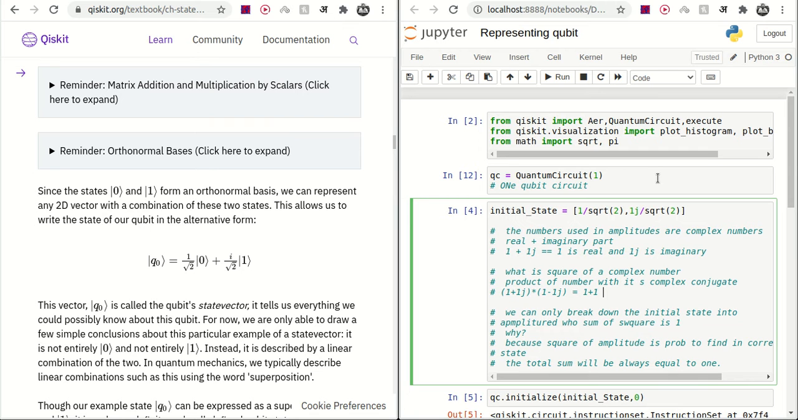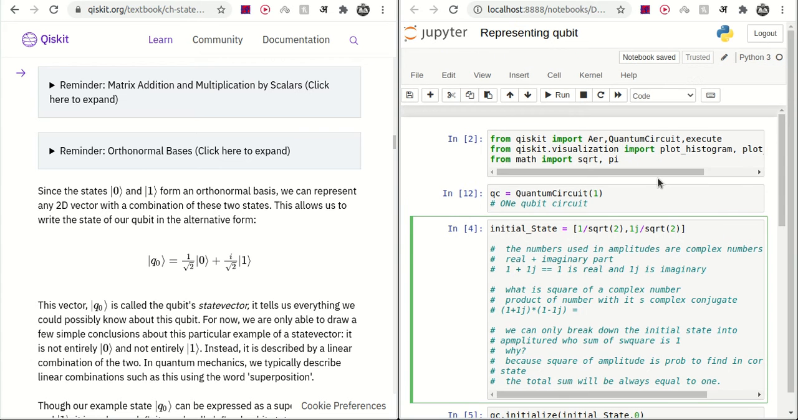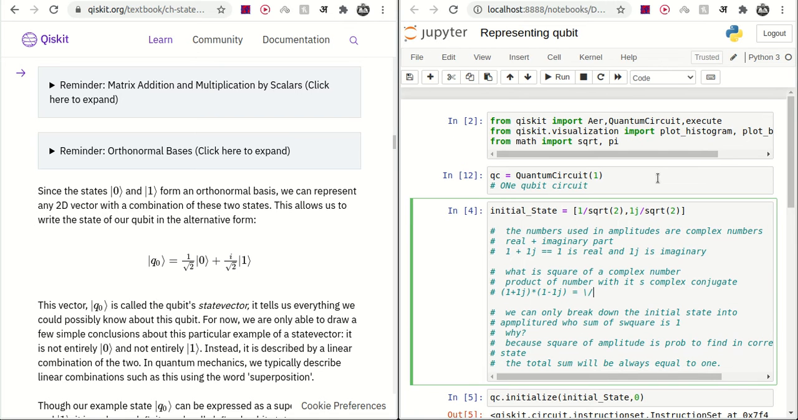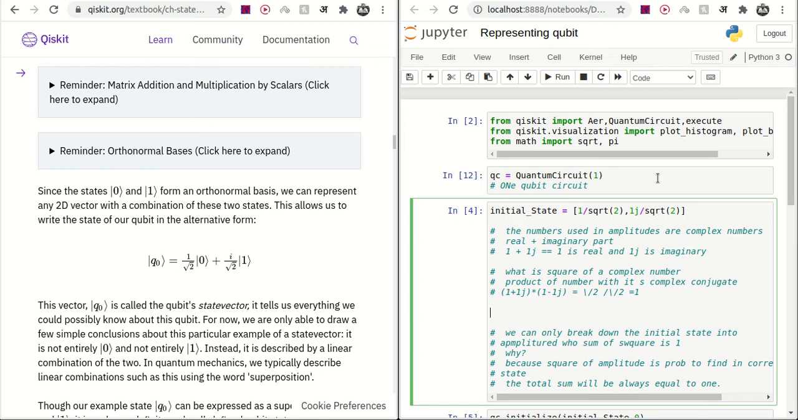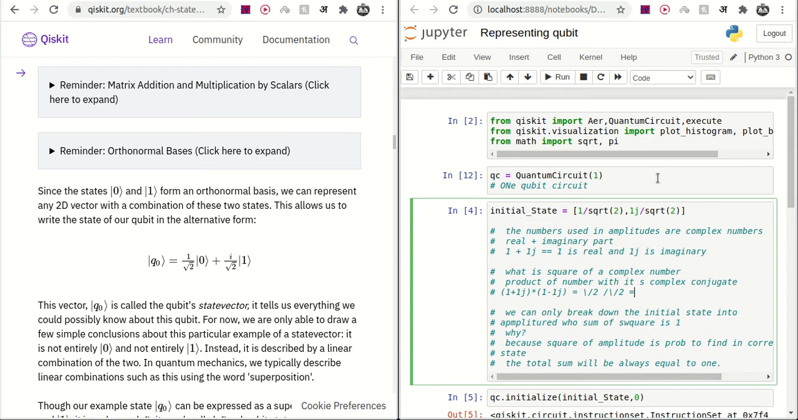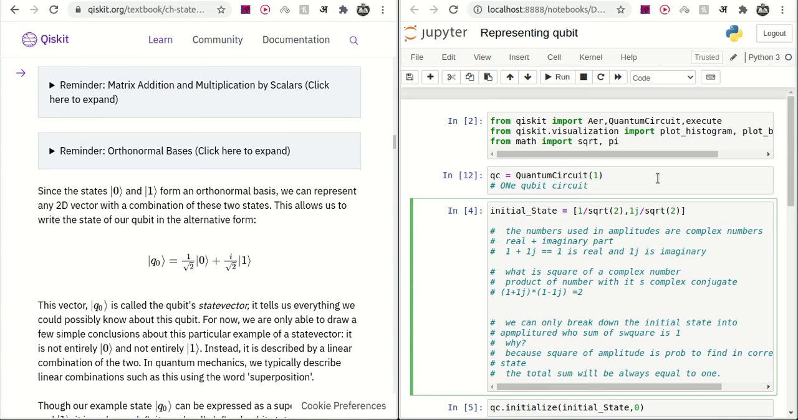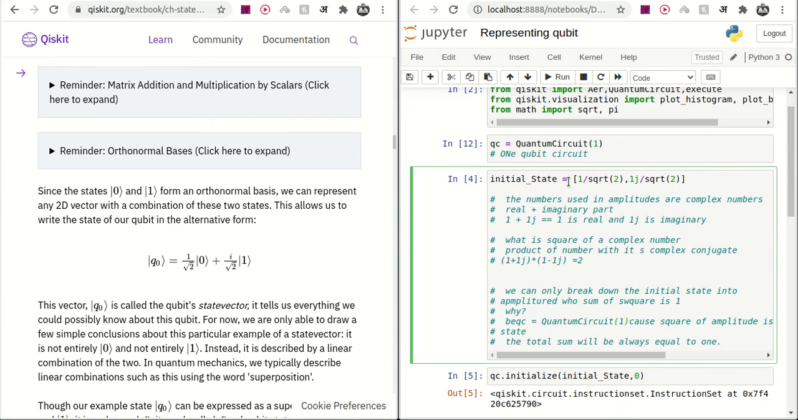This will be equal to root 2, and this is divided by root 2, equal to 1. That is why we use this normalization. I think you understand, so this is 2. Now this state vector, this is actually a state vector, shows the amplitudes.